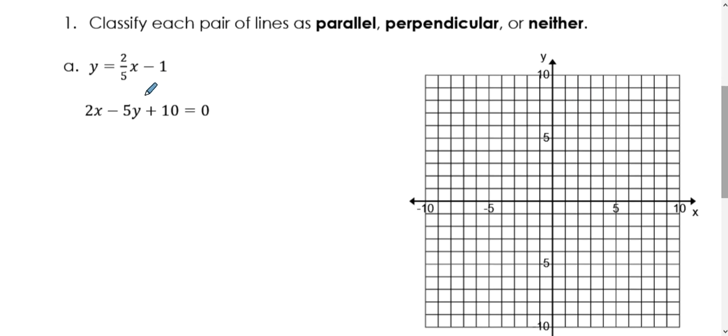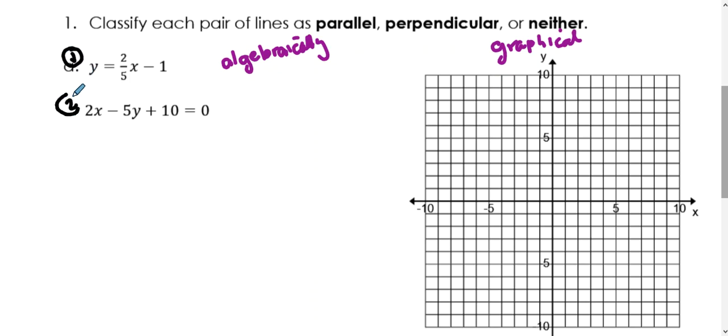To do that, there's a couple of ways of showing it. We can show it algebraically, so we can compare the slopes from the equations, and we'll look at it graphically as well. This is where the analytic geometry comes into play. Let's call these line 1 and line 2. For line 1, we know that m is equal to 2 over 5.